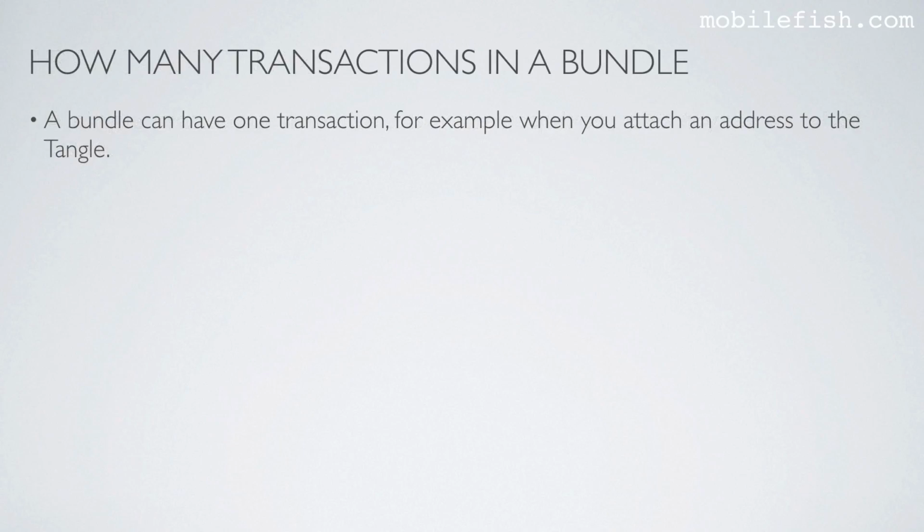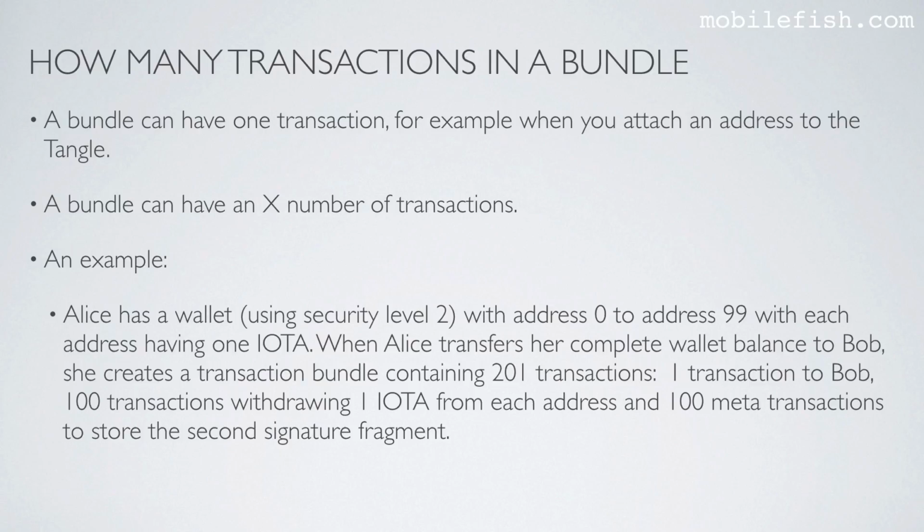A bundle can have one transaction, for example when you attach an address to the Tangle, but a bundle can also have an X number of transactions. For example, Alice has a wallet using security level 2 with address 0 to address 99, with each address having 1 IOTA. When Alice transfers her complete wallet balance to Bob, she creates a transaction bundle containing 201 transactions. 1 transaction to Bob, 100 transactions withdrawing 1 IOTA from each address, and 100 meta transactions to store the second signature fragment.